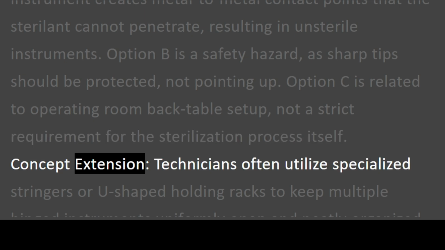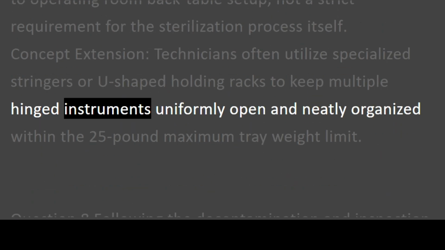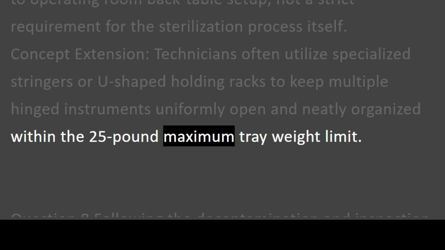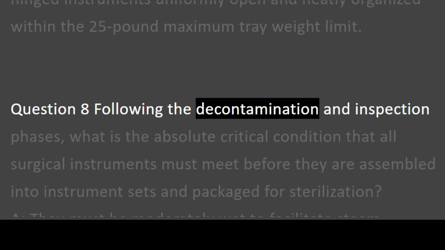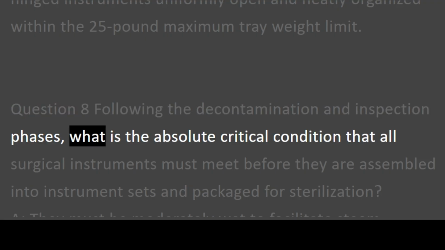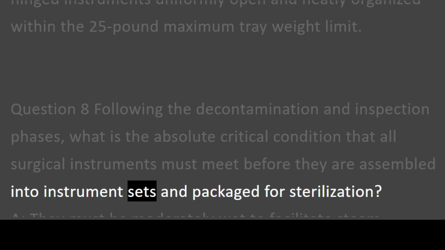Concept extension. Technicians often utilize specialized stringers or U-shaped holding racks to keep multiple hinged instruments uniformly open and neatly organized within the 25-pound maximum tray weight limit. Question 8. Following the decontamination and inspection phases, what is the absolute critical condition that all surgical instruments must meet before they are assembled into instrument sets and packaged for sterilization?